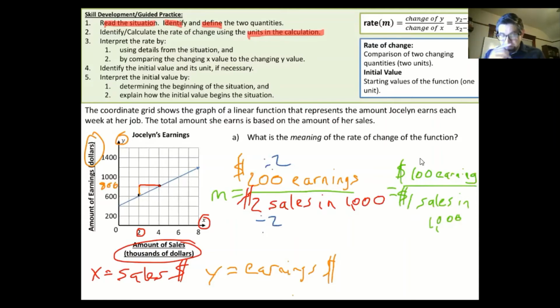Now I need to be able to explain what that means. So now I'm going to go to step 3. Step 3 says interpret the rate. And how we're going to do that is we're going to interpret the rate by using details from the situation. And then we're also going to compare the changing X value to the changing Y value. So we're going to use the X value first in our interpretation, and then our Y value second, as in miles per hour. Miles would be our X, hours would be, no, that is not right.